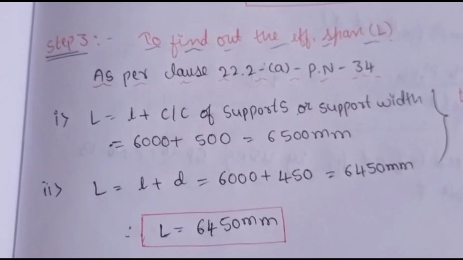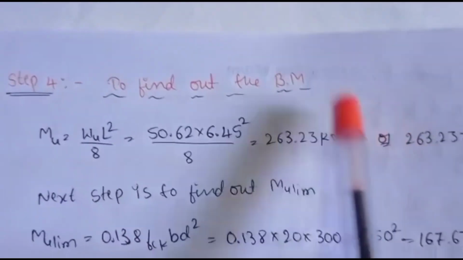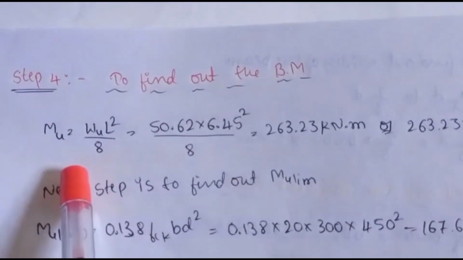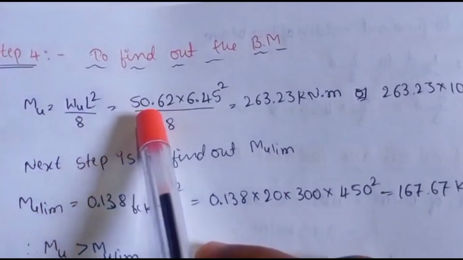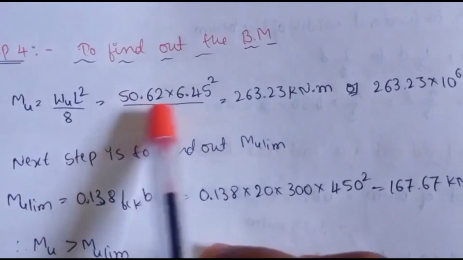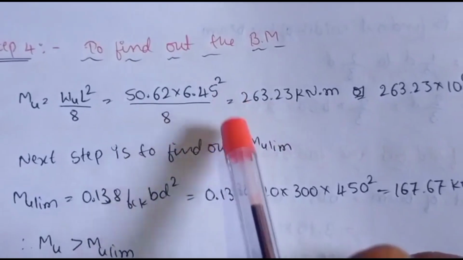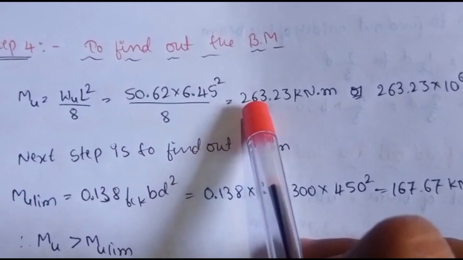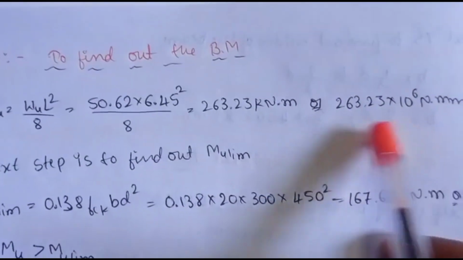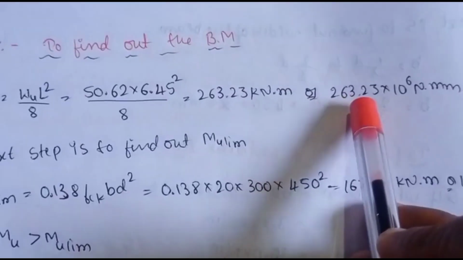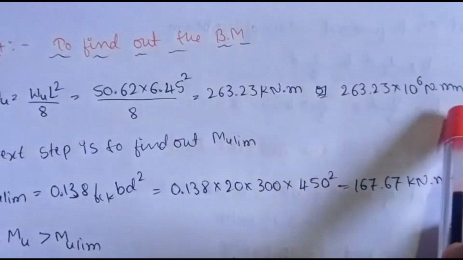After this, we'll go for calculation of bending moment. So step 4 is to find out the bending moment. For a simply supported beam, we have the formula Mu is equal to W L square divided by 8. W is the ultimate load which we have calculated. Substitute all the values, simplify this, we'll get our bending moment value equal to 263.23 kilonewton meter. In terms of Newton mm, 263.23 into 10 to the power of 6 Newton mm.